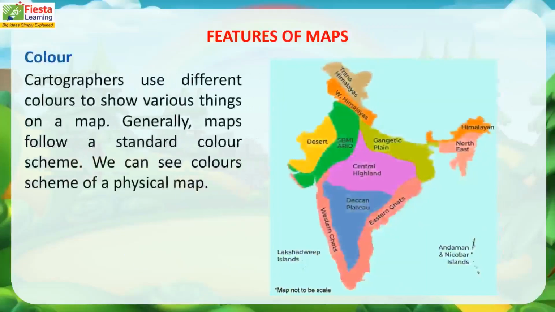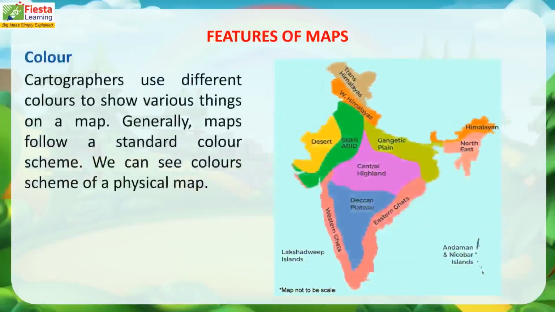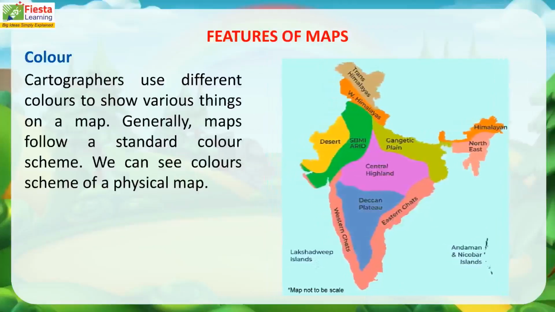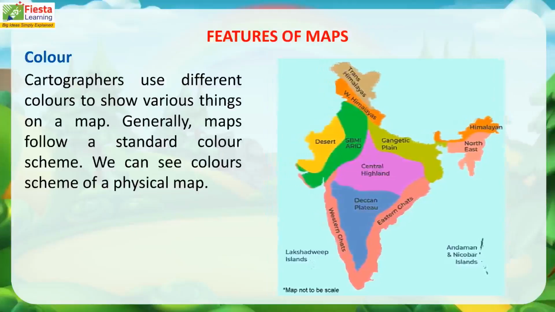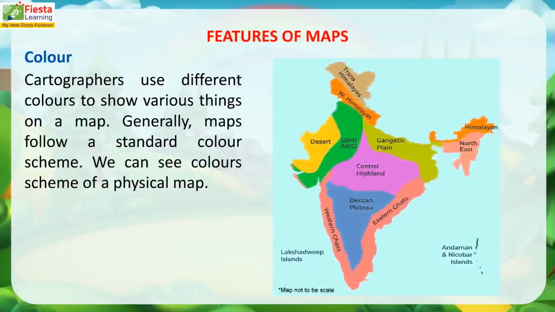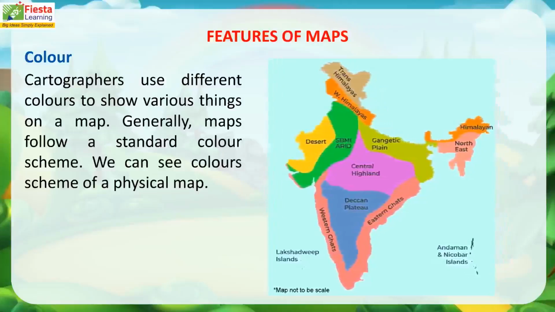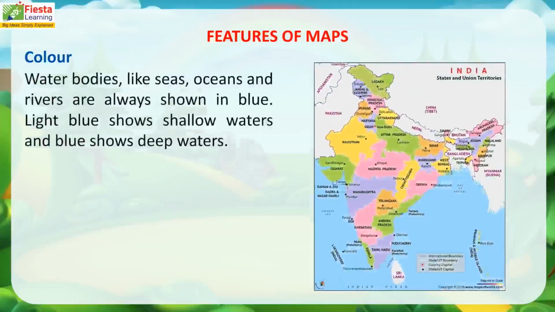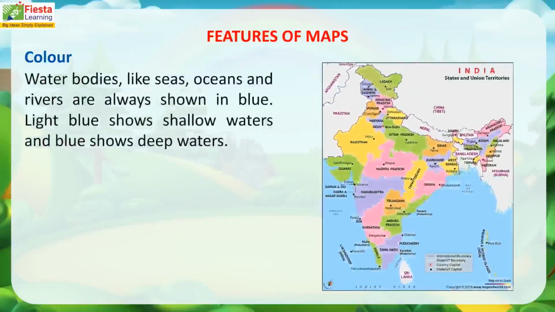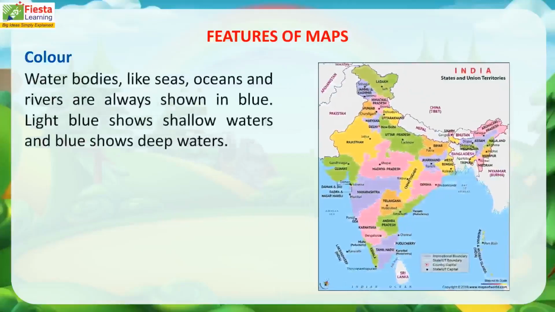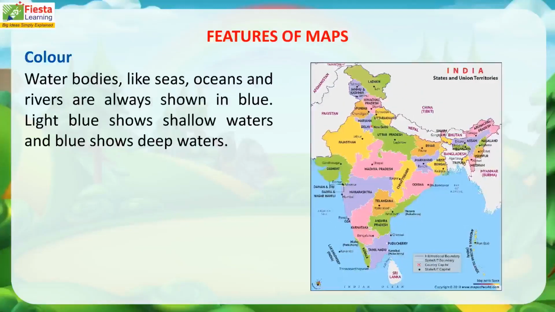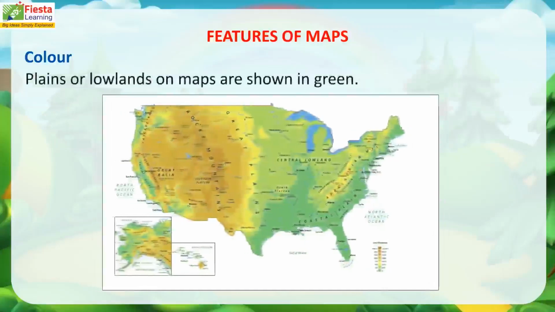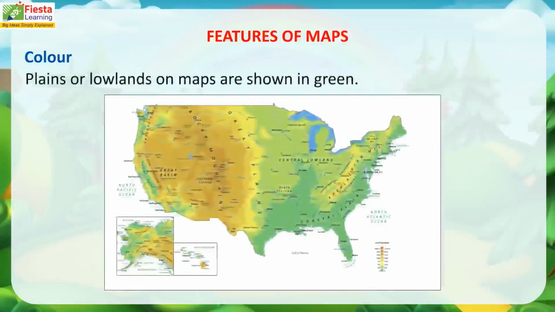Color. Cartographers use different colors to show various things on a map. Generally, maps follow a standard color scheme. We can see the color scheme of a physical map. Water bodies like seas, oceans and rivers are always shown in blue. Light blue shows shallow waters and dark blue shows deep waters. Plains or lowlands on maps are shown in green.